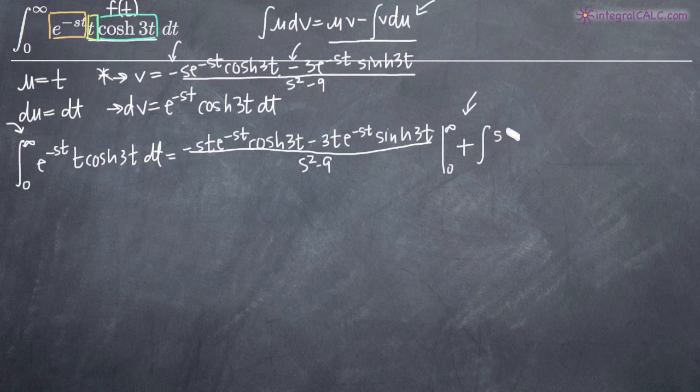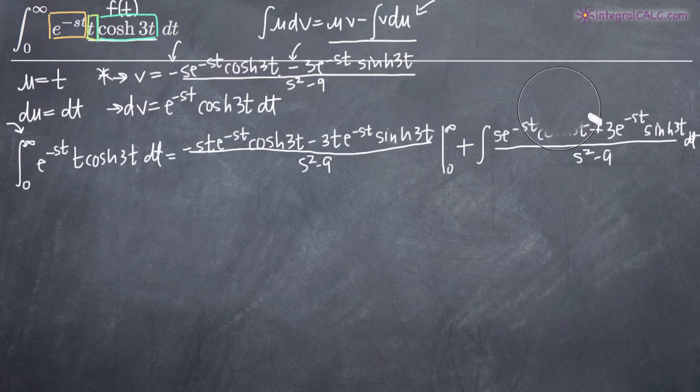So we'll have s e to the negative st cosh 3t plus 3e to the negative st hyperbolic sine of 3t, all over s squared minus 9, and then we've got dt in here. Okay, so now that we have that integral, we're going to be evaluating it on the range 0 to infinity as well.